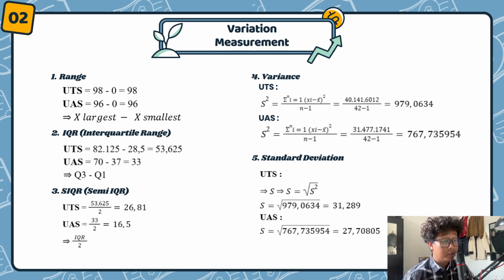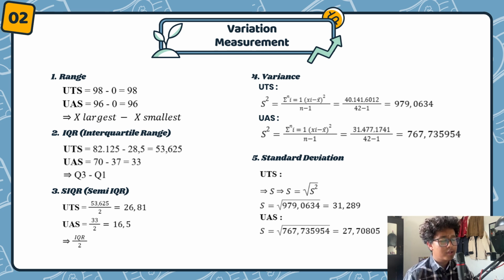And then we have to calculate the IQR, which is the interquartile range. The interquartile range is just the Q3 subtract by the Q1. So for the midterm, we got 81.125 subtract by 28.5. We got the value of the IQR, which is equal to 53.625. And then for the final term, same thing happened. So 70, which is the Q3, subtract by 37, which is the Q1, we got 33 as a result.